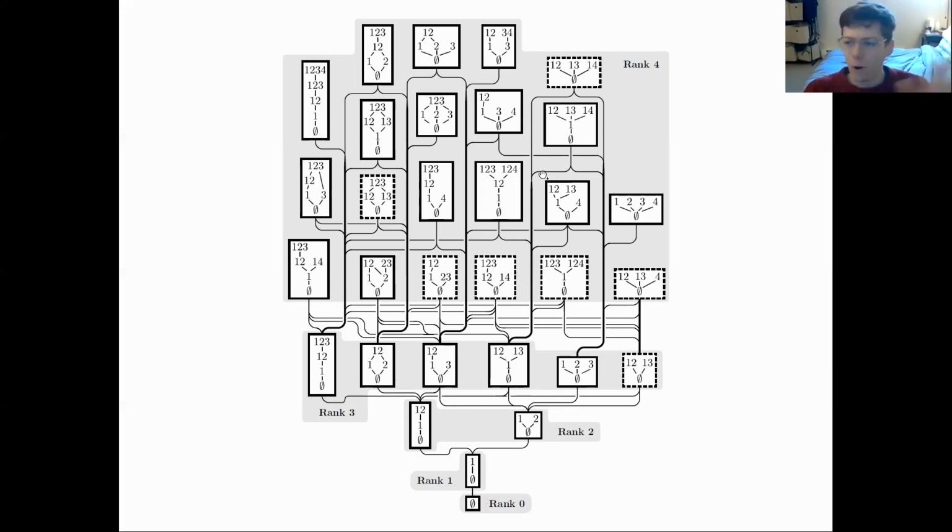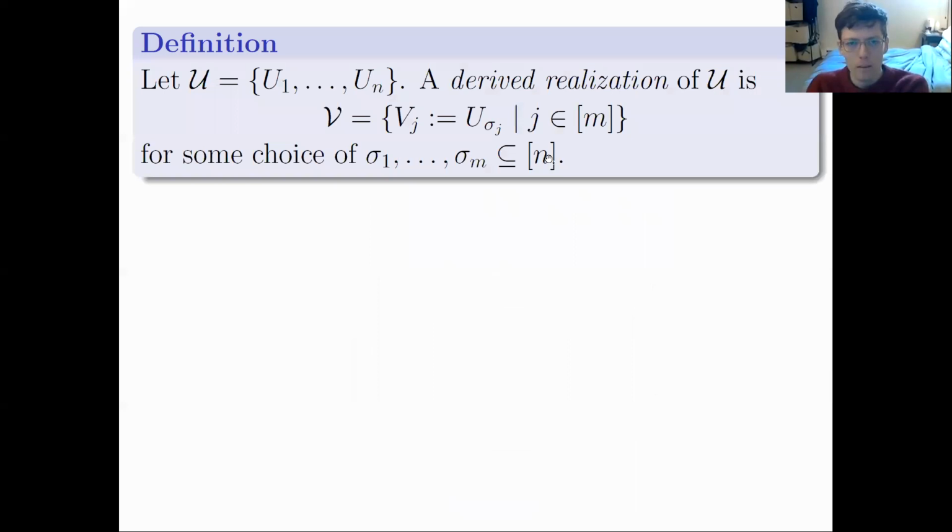I haven't told you at all what this has to do with that. So maybe let me do that. And the definition I'm going to need is, if I have a realization of a code consisting of sets U1 through UN, I can build a new realization by collecting some of these sets and their intersections. So I'll define a realization V, a derived realization, where I have sets V1 up to VM, which might not be equal to N. And each Vj is an intersection of the various Ui's.